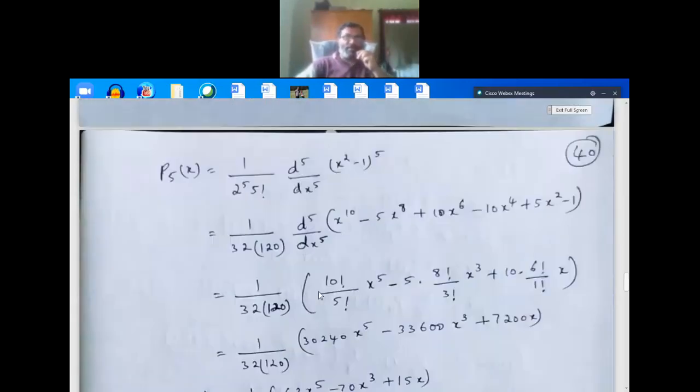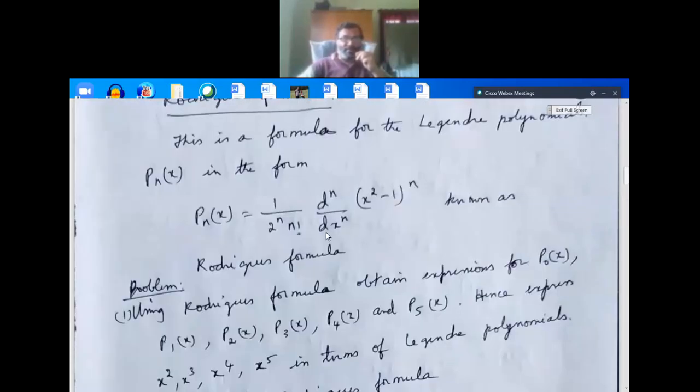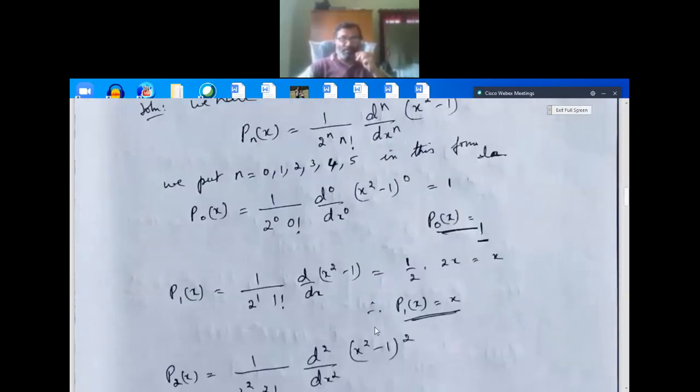Now the next part of the question is to hence express x squared, x power 3, x power 4, x power 5 in terms of Legendre polynomials.